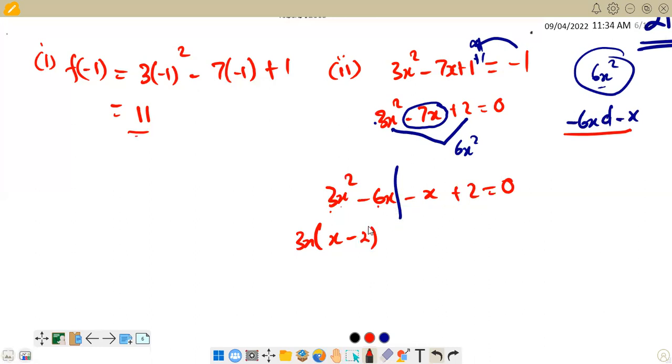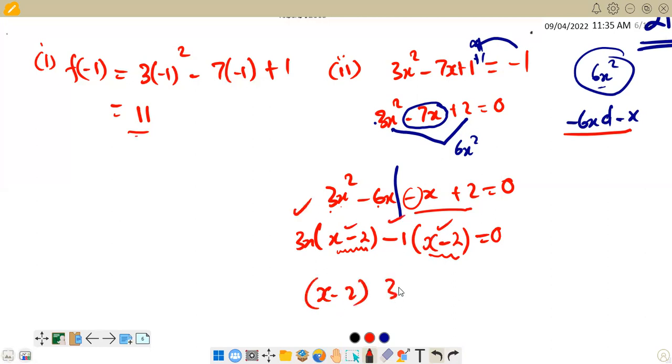What you have to do is factor out what is common in the second part, and the bracket has to be the same as this one. So what are you going to factor out? Since this x is positive, we have to factor out a negative from this part so that this x also becomes positive. So we factor out negative 1: negative x divided by negative 1 is positive x, and 2 divided by negative 1 is negative 2, equal to 0. As you can see, the two brackets are the same. So I have to factor out the common bracket, x minus 2. I'm left with 3x minus 1.